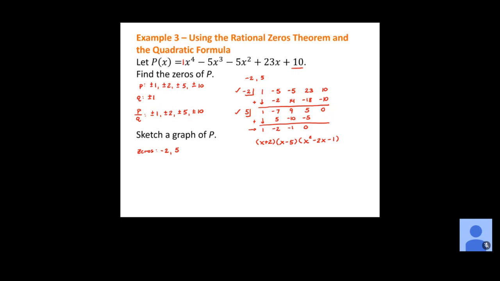So I know that negative 2 and 5 are two of my zeros. Now I'm going to do quadratic formula on this thing to figure out the other two zeros. Well, if I do that, that's going to be negative b, so negative negative 2, plus or minus the square root of b squared, negative 2 squared, minus 4 times a times c, so that's 4 times 1 times negative 1, all over 2a.